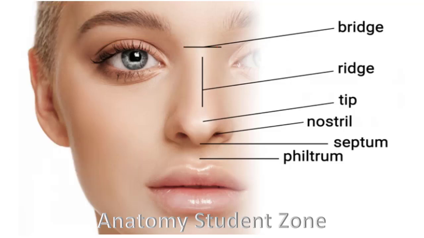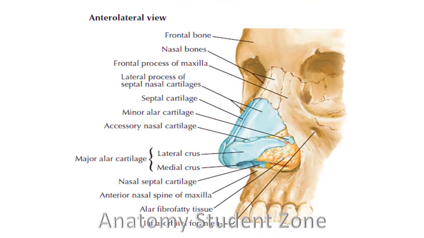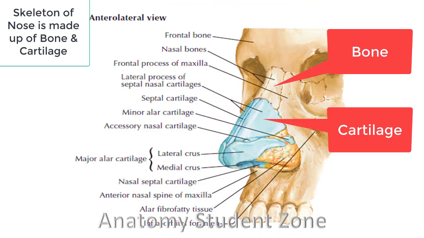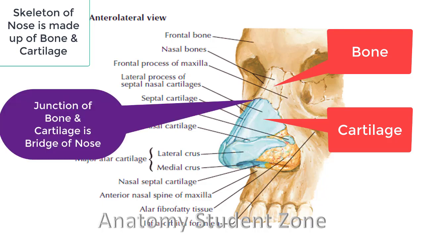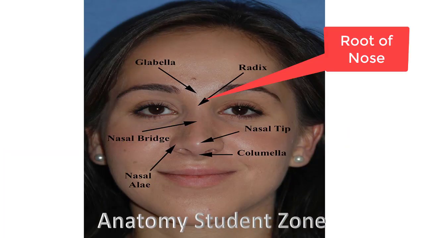Most students get confused in exams or in a viva about the root and the bridge of the nose, as some books have mentioned the root as the bridge. But make this point clear over here. I have told you already that the bridge is the upper part of the dorsum of the nose, and this is the junction of a cartilage and a bone. As you will see later, the skeleton of the nose is formed of cartilage and bone. So this junction is the bridge of the nose. The part of the nose that is between the two eyebrows is the root of the nose. The root of the nose is the part of the nose that is continuous with your forehead.